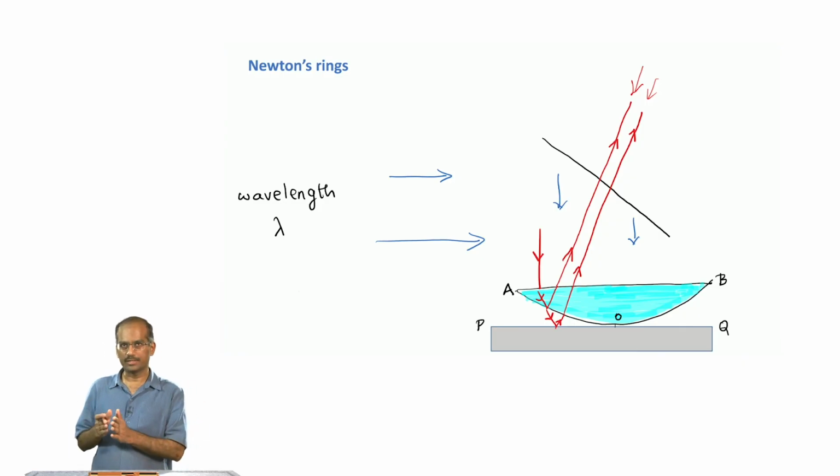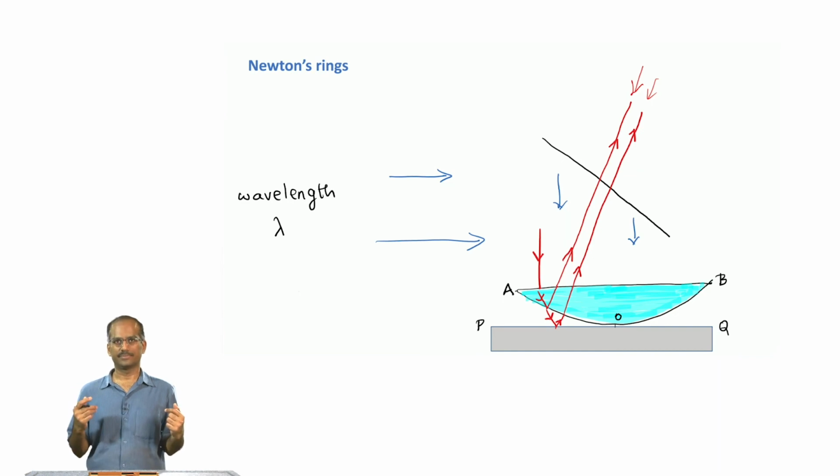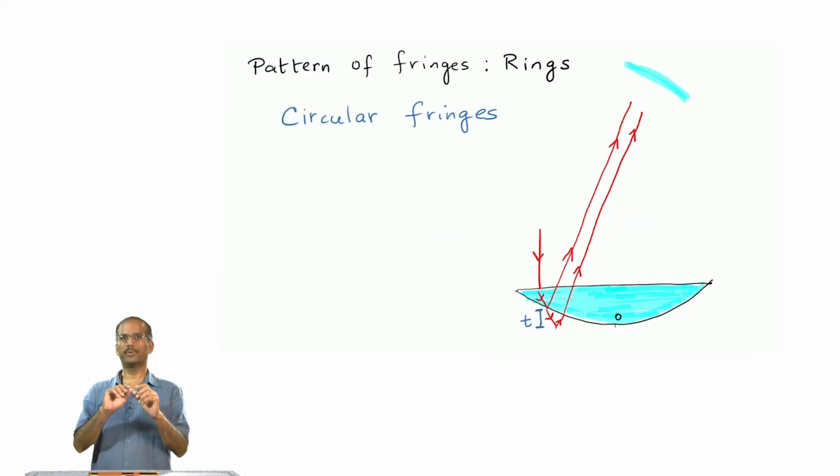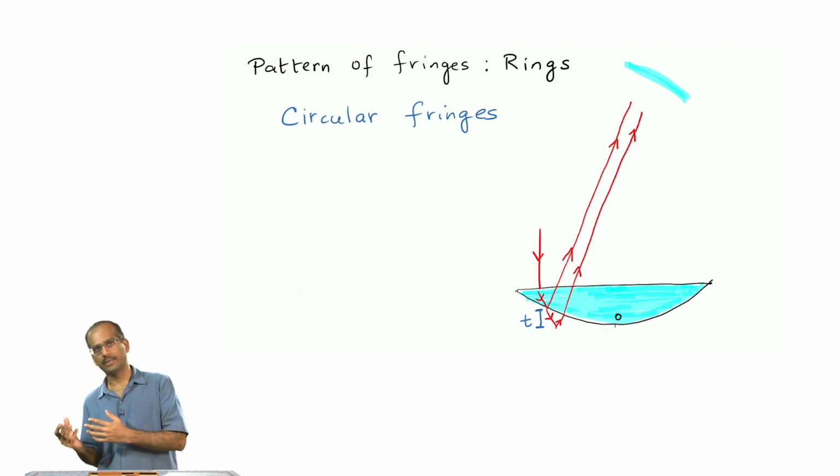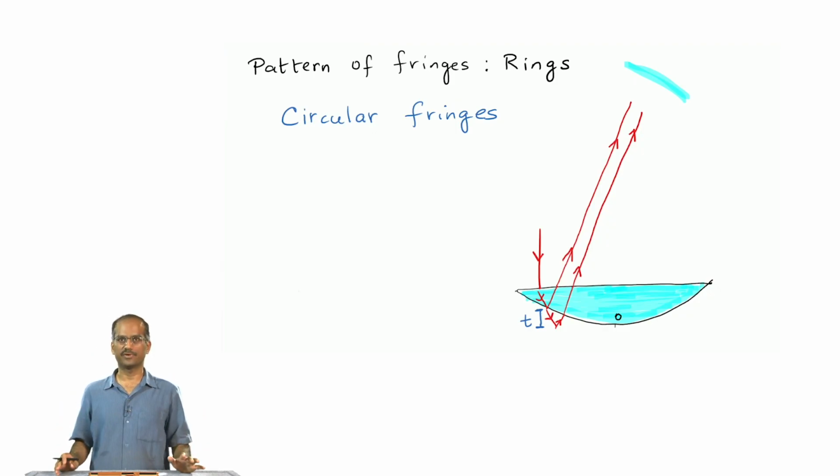So, T is 0 at the center and the locus of T is a circle. In other words, the points at which the value of T is the same, if you mark that out, that will form a circle. All the points having the same value of T would be either bright or dark depending on which condition they satisfy. So, you should see fringes that have a circular pattern, which is why, as I said, it is called Newton's rings.